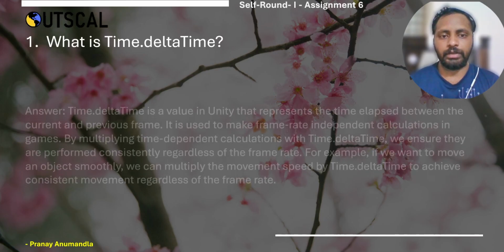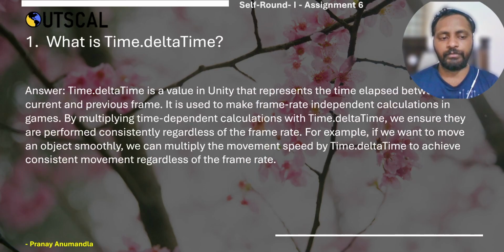This is because different devices have different frame rates, which will cause lags and different behavior in the game if we make calculations depending on the frame rate. So to make the calculation frame-rate independent, we multiply with Time.deltaTime.